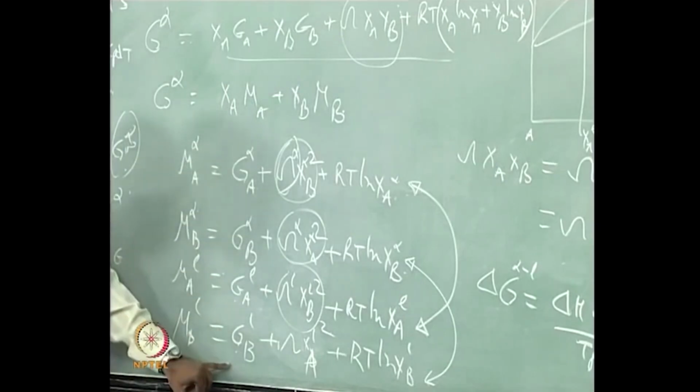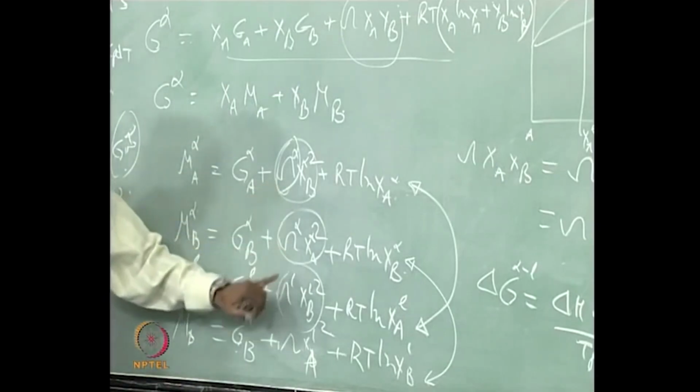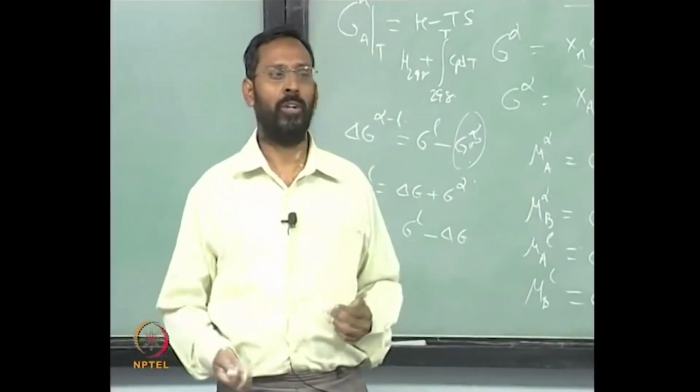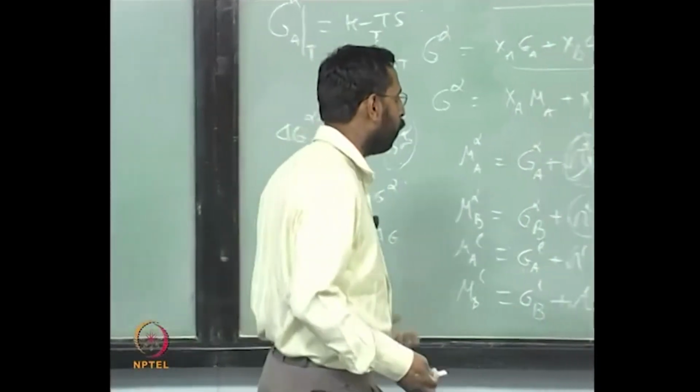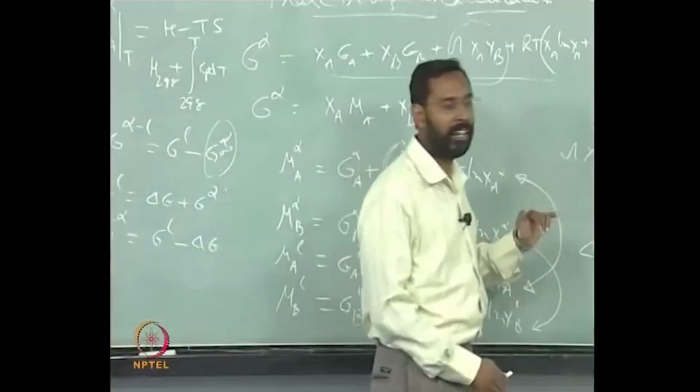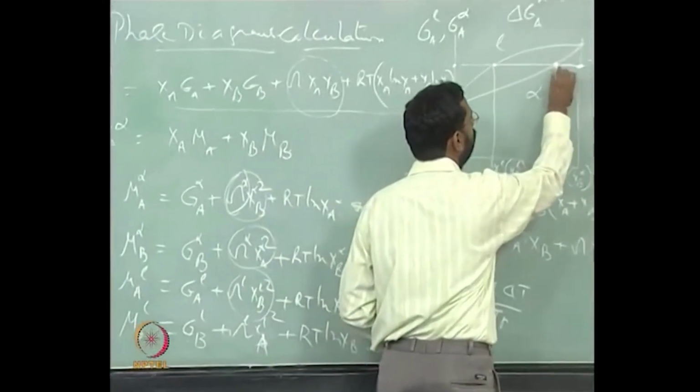Once I know all the pure metal values, once I know the omega alpha and omega liquid, this is omega liquid, then I can plug in those things and easily calculate and write a program that at each temperature keeps calculating these two, equate those two, solve the two equations and then find out this. So that means at that temperature I am able to find out this and this.